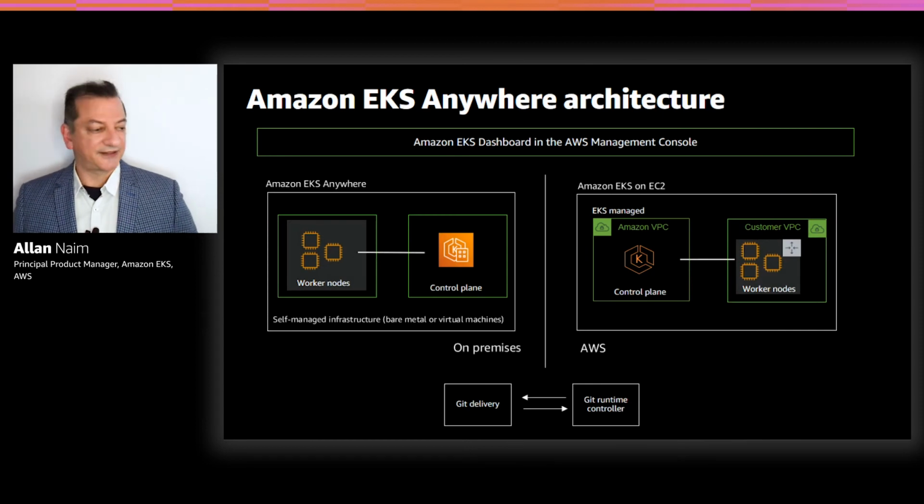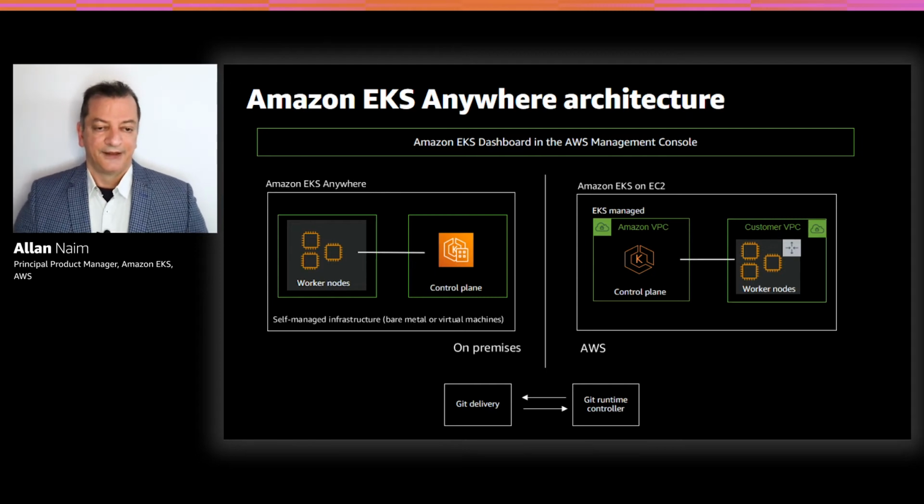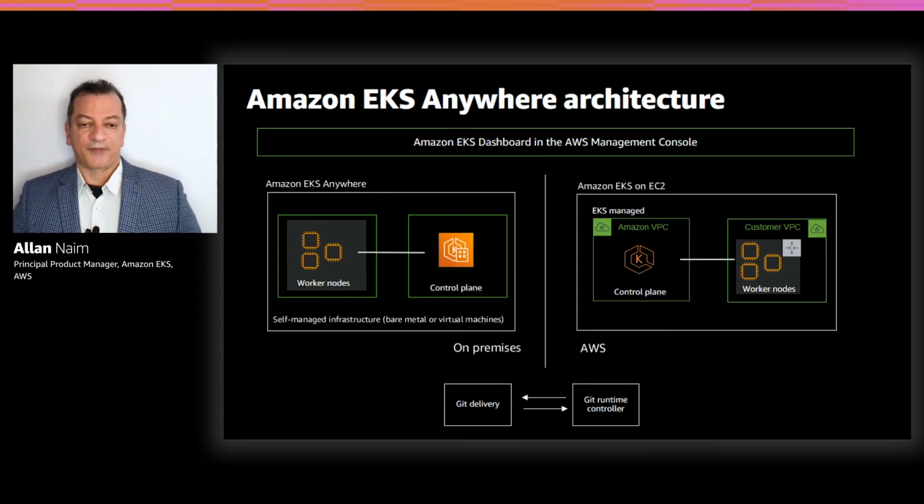Now, let's talk a little bit about the EKS Anywhere architecture. With EKS Anywhere, we are implementing a shared responsibility model, and both the EKS control plane and EKS worker nodes run on customer-managed infrastructure. We plan to support both bare metal and vSphere deployment options on top of customer-managed infrastructure.